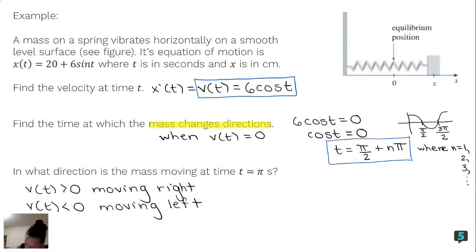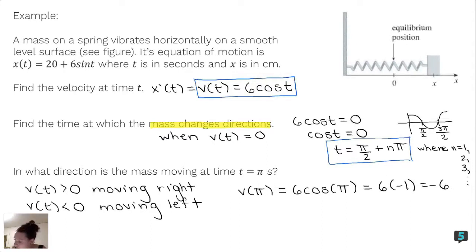So let's find out what v of pi equals. We're going back to that velocity equation, but we're going to plug in pi. So we need 6 cosine of pi. Cosine of pi is actually equal to -1. So we're going to get 6 times -1, which would be -6. And keep in mind, this is velocity. So really it would be -6 centimeters per second.